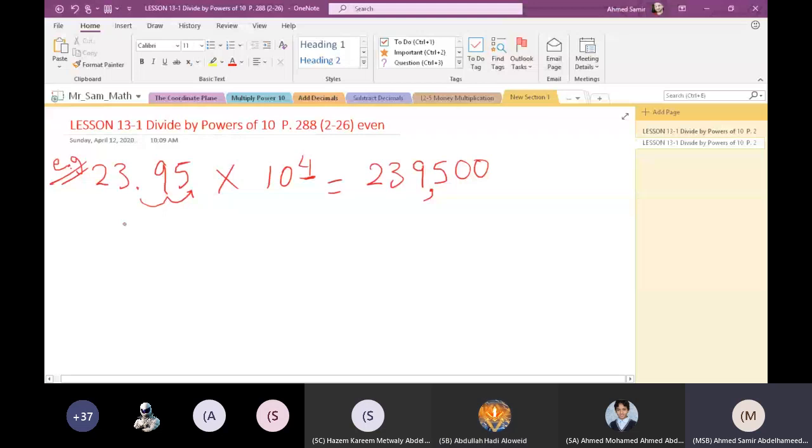Let's see here. I'll give you this one: 1.932 times 10 to the power of 2. This would be equal to? We put the decimal before the 2. Before the 2 here? No. What should I write? Give me the answer. What should I write here, Abdullah?